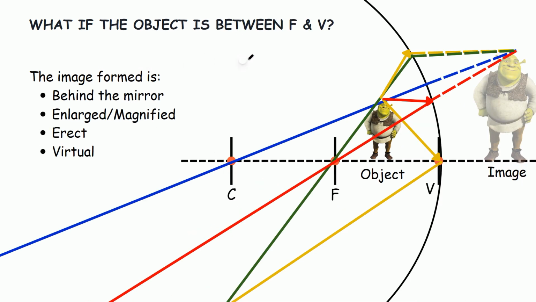Then what if the object is between the focal point and the vertex? So the image formed is behind the mirror. It is enlarged or magnified, erect, and virtual. So mo na ni karon.